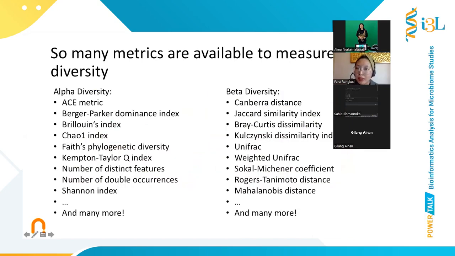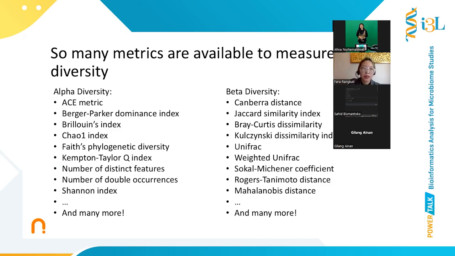Okay, and now we have an example of the metrics here. I'll give you some examples. There are actually so many metrics available to measure diversity, like alpha diversity. In alpha diversity, you have dozens, if not hundreds, I don't know. There is Chao index, Chao 1 index, Faith's phylogenetic diversity, Shannon index, and a lot of things. You can even make up your new metric or index.